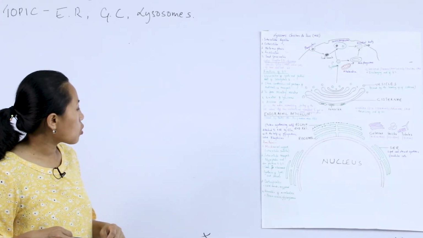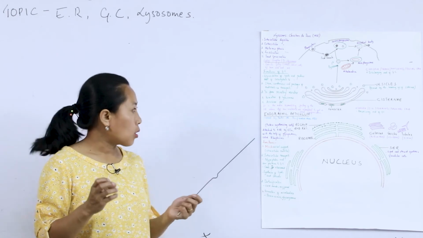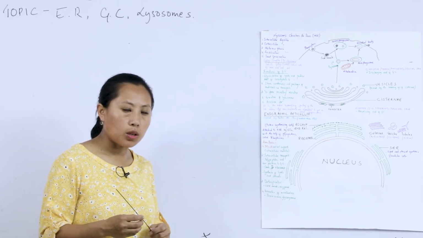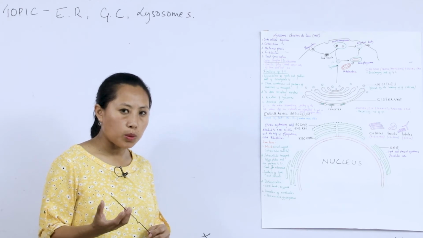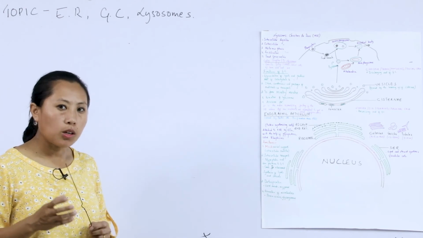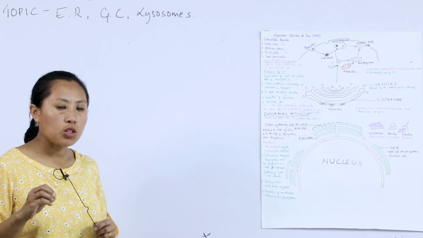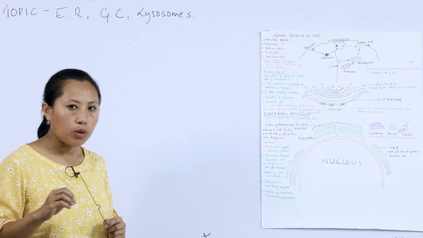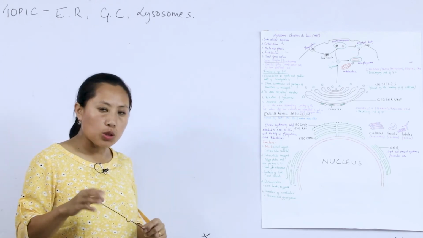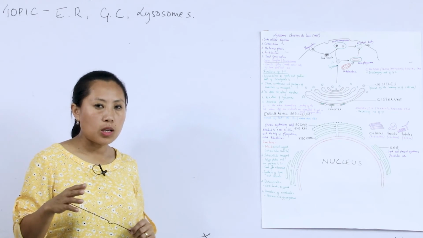Then another function is during fertilization. We've discussed that the Golgi complex plays an important role in the formation of the acrosome of the sperm. The acrosome of the sperm contains a particular enzyme known as lysin, and this lysin enzyme helps in the digestion of the wall of the ovum, and that digestion of the wall of the ovum is due to the presence of lysosomal enzymes.